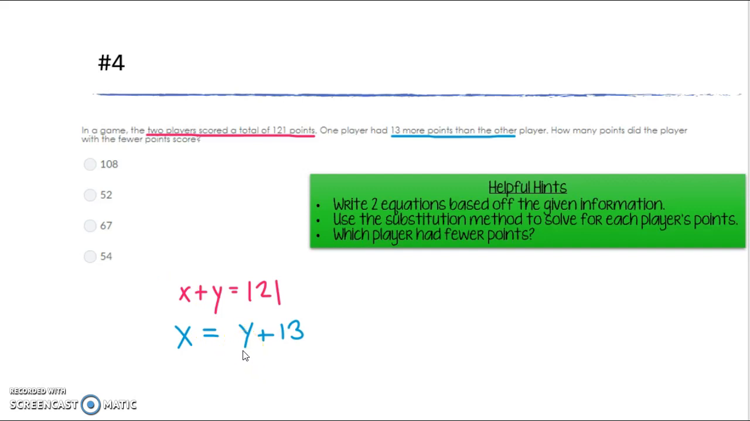Another method that you can do is, since it's multiple choice, just test each of the options. So for 108, that would be my player with the fewest points, and then figure out how many points the other person would have if they have 13 more than this, and see if the sum is 121. You can do that process on all of the answer choices. You can just check them individually against the problem, or you can solve the equations I have down at the bottom by using the substitution method.